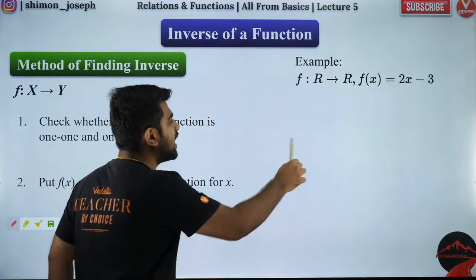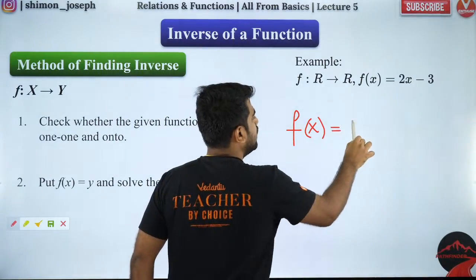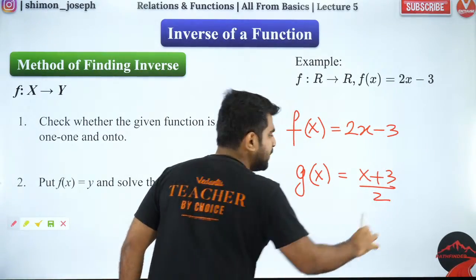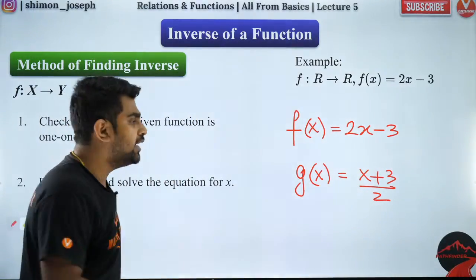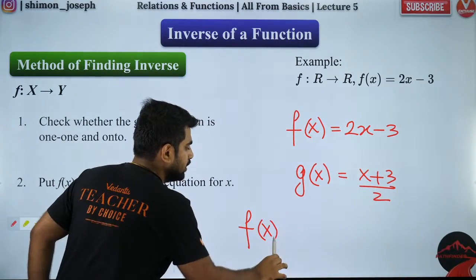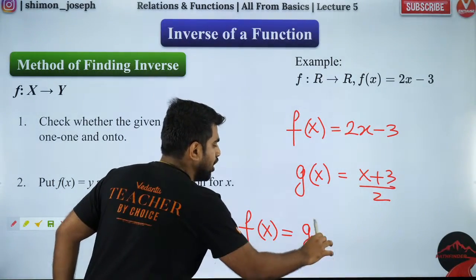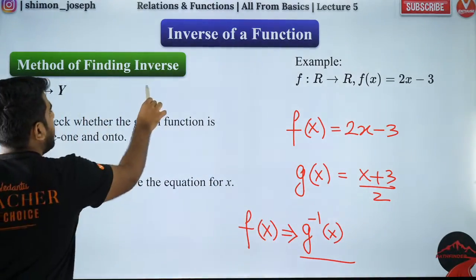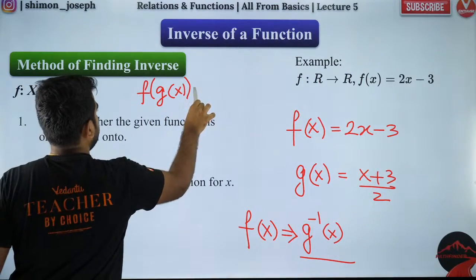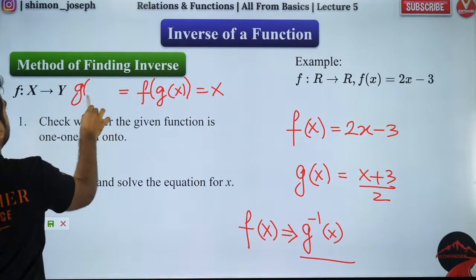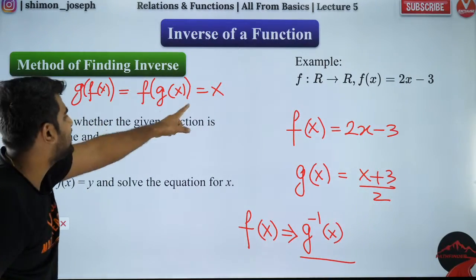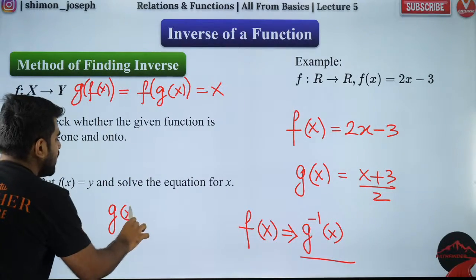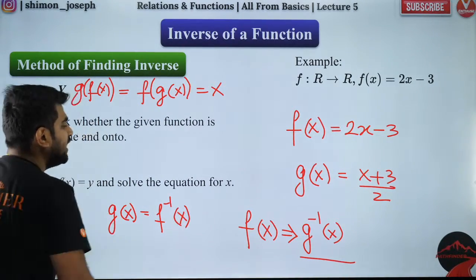Okay, so guys, now let's say f of x is equal to 2x minus 3 and g of x is equal to what? It came out to be (x plus 3) by 2. Now people, the most important thing to remember here is that f is the inverse of g, and this is the symbol for inverse. Because I told you, f of g of x is equal to x and g of f of x is also equal to x. So if it is like that, then f is called the inverse of g and g is called the inverse of f. That is the symbol used for inverse functions.